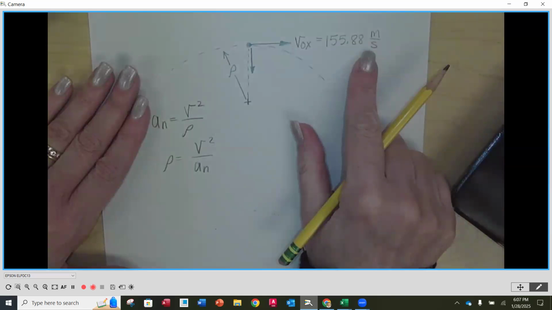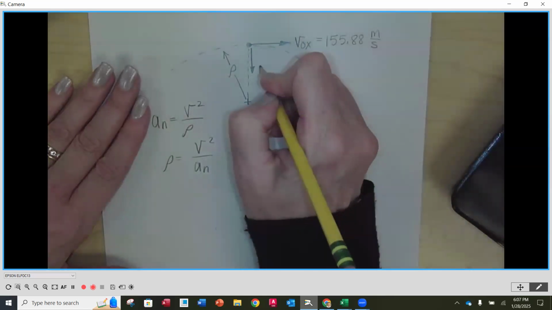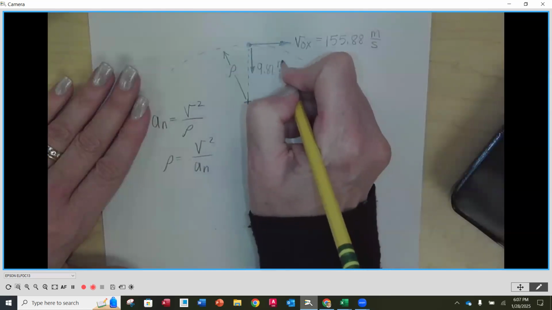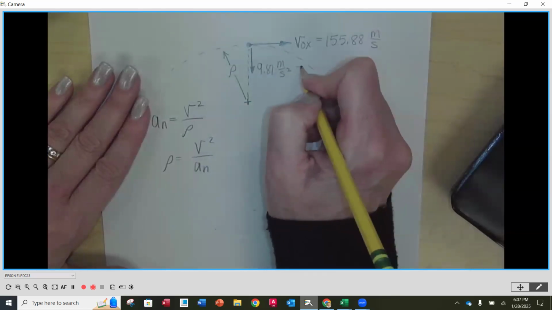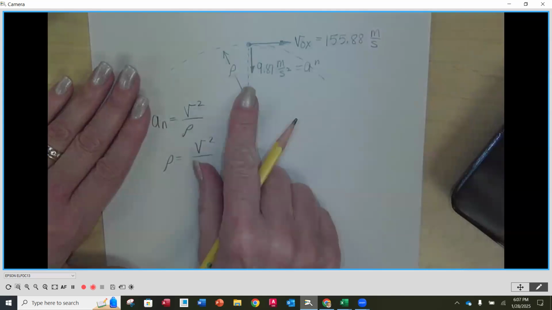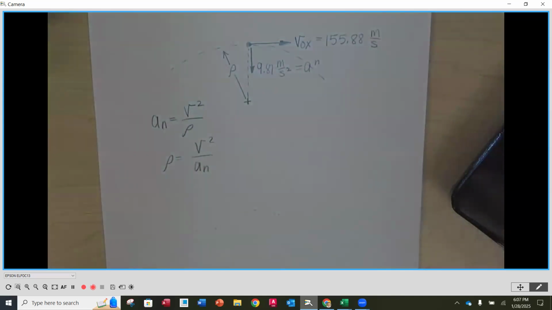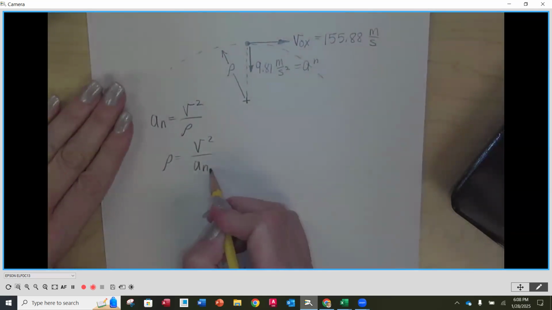Yes, we are in meters per second. So we are going to have 9.81 meters per second squared. That is the normal component because that's at the top of the curve and it's going to point down towards the center of that curve. So that's the normal component of the total acceleration. Does that make sense? Okay. So now that's going to be our value that we put down here.